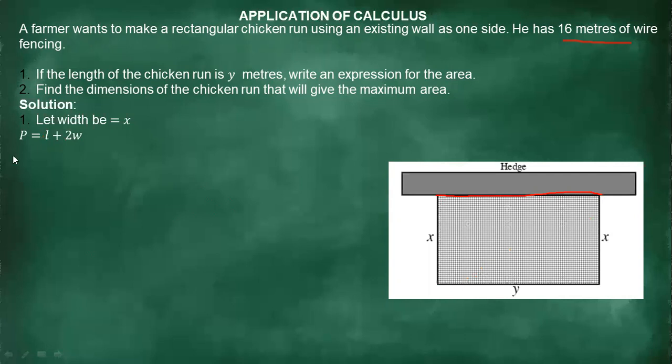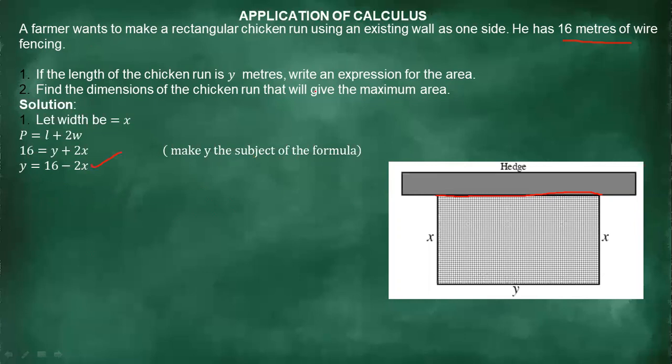And then you just substitute with the values, the perimeter is 16. And then L, which is y, and this 2x. Then you make y the subject of the formula. Then this is what we're going to be obtaining, which is y equals 16 minus 2x. So that is the first one.